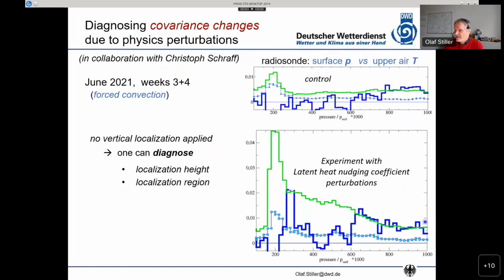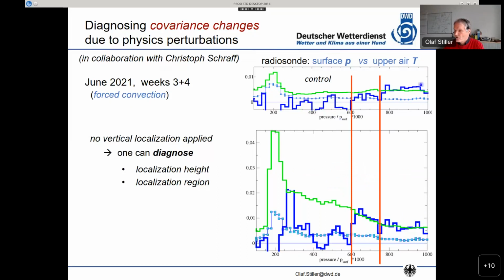And at lower levels, the observations seem to follow quite nicely, but at upper levels you have only noise, but also in the control you have only noise at upper levels, which means nothing. Assimilating such data obviously requires localization. Interestingly, there's a region where the control has almost no skill, but the perturbed run does.